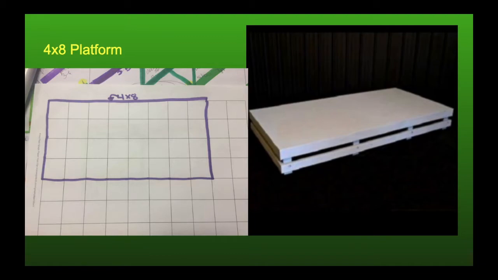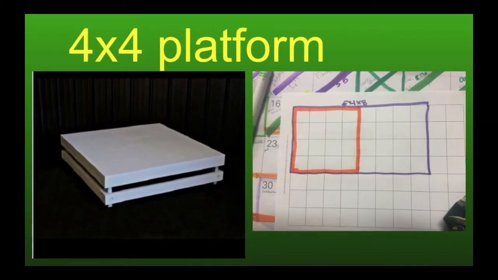My examples are pictures using a piece of grid paper. I would highly suggest you use grid paper until you get used to drawing anything to scale with a ruler. Next platform is a 4x4. So a 4x4 is 4 feet by 4 feet, as seen in the orange drawing. I've drawn it on top of the 4x8 here. Again, it's 4 squares by 4 squares because we're drawing it in scale.